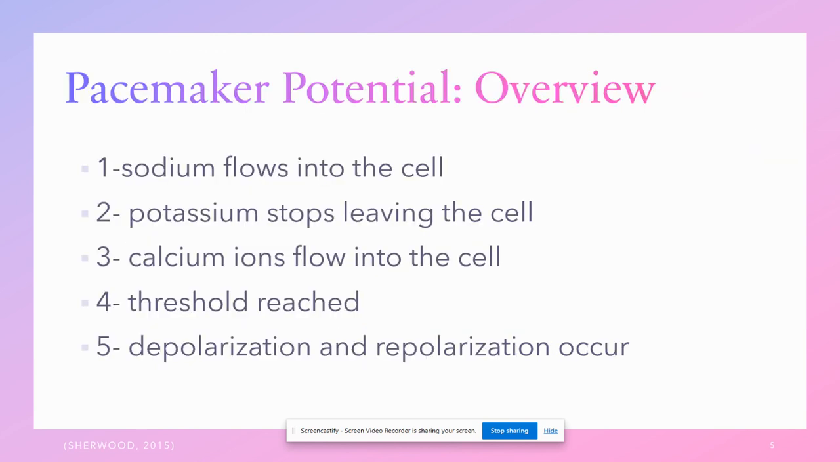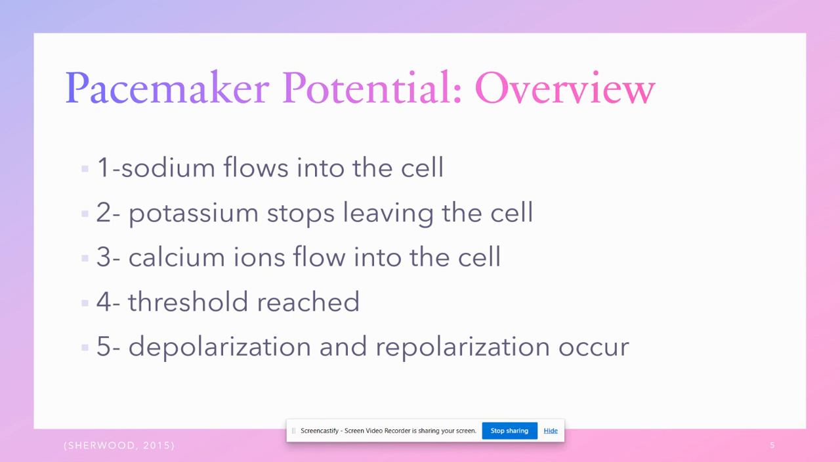So this is an overview of what pacemaker potential actually looks like. Pacemaker potential is what we refer to as the slow drift, that graph on the last page, that slow drift to the threshold that was just mentioned. The first part of pacemaker potential is actually going to be the result of simultaneously opening of the funny channels, which we'll get to in a minute. This is going to allow sodium ions to flow into the cell, so that's number one. Potassium ion excretion is going to decrease, so potassium stops leaving the cell. Those channels are shut.